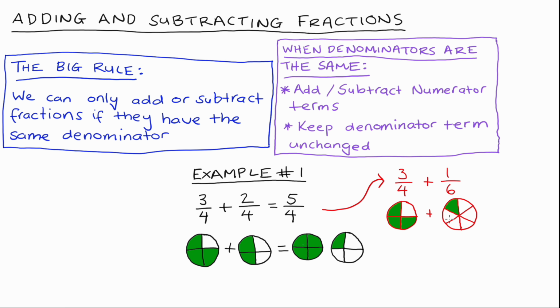If we were trying to add up 3/4 and 1/6, for instance, we couldn't collate them in this way. We can't add up quarters and sixths. They're different sorts of things. They're like apples and oranges. So a little more skill is needed when we add or subtract fractions which have different denominators.